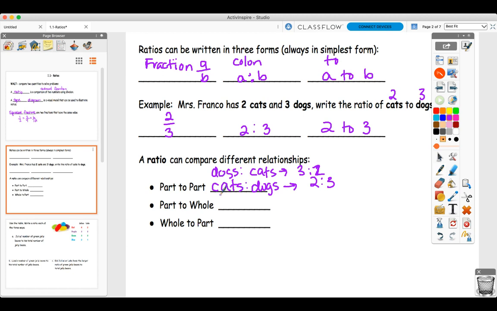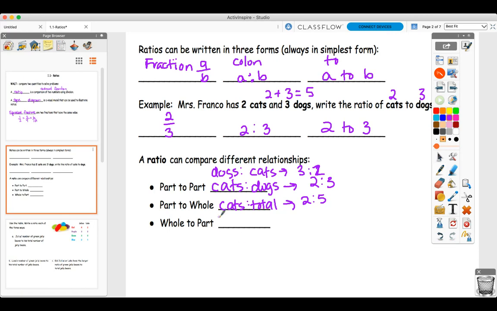All right, part just means it's a piece of the entire puzzle. The whole is the total, the entire thing. So you could say this is cats to total. What's the total number of animals in this example? We have 2 cats and 3 dogs, so it's just 2 plus 3, and that is 5. So cats to total would be 2 to 5. You can have dogs to total too if that was a question. In that case, that would be 3 to 5.